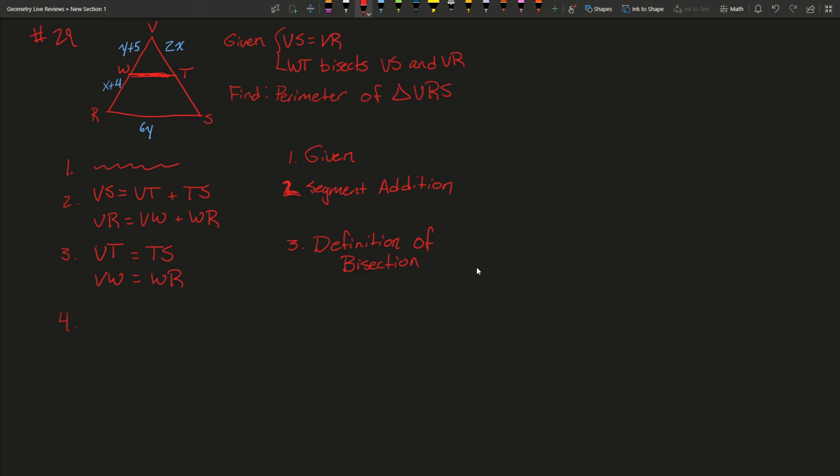Then we have to start substituting a little bit. So from step 2 and step 3, because we know VS is equal to VR, we know that VT plus TS is equal to VW plus WR. And that's just substitution. So we are substituting VS for what it actually is, and VR for what it actually is.